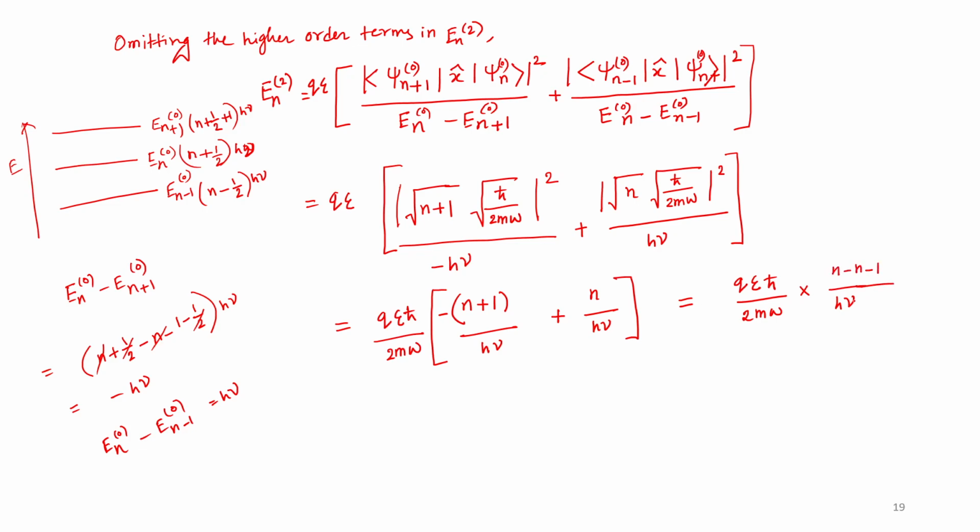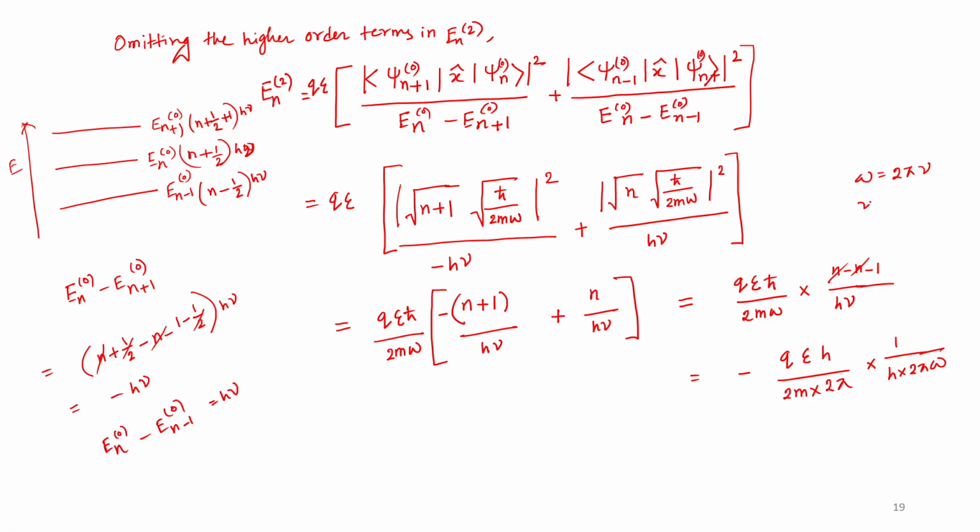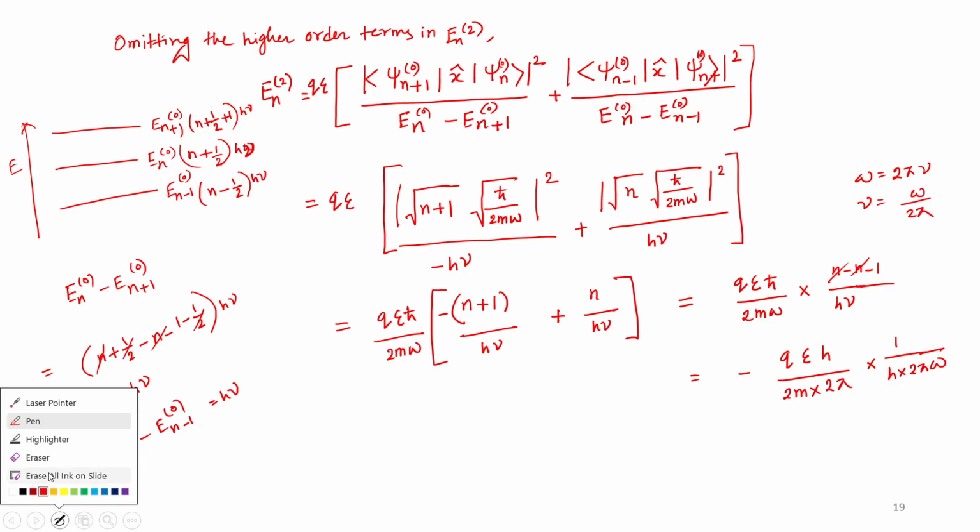n minus 1 is going to give you minus q e, h by 2m, into 2 pi, and h nu is 2 pi omega, right? Sorry, omega is 2 pi nu. So nu is omega by 2 pi. So I'll just convert these two things.